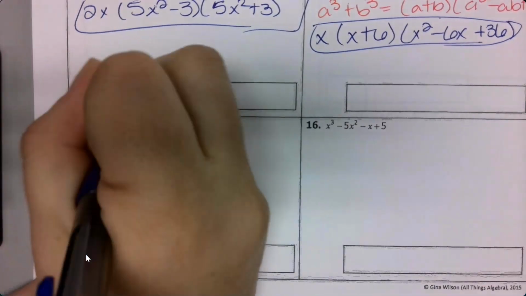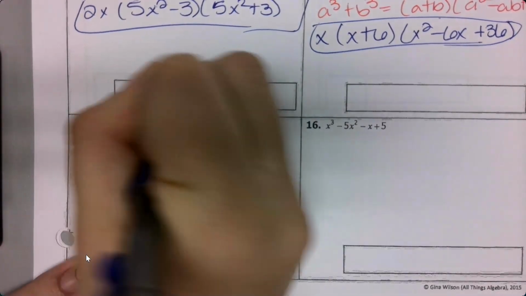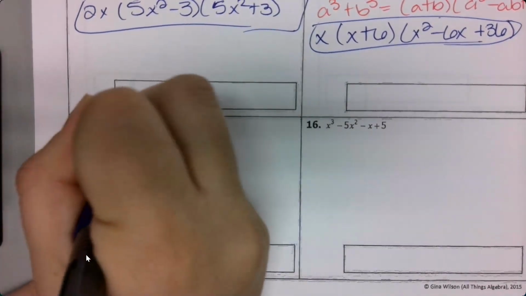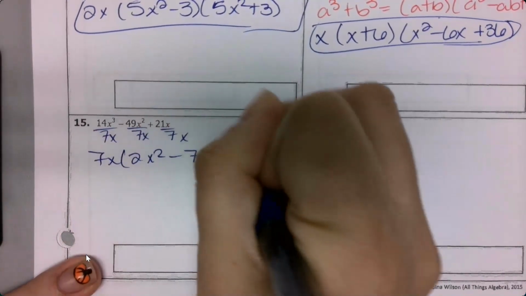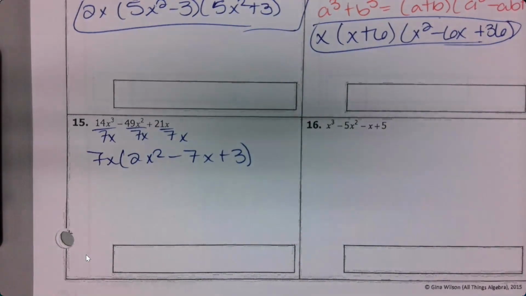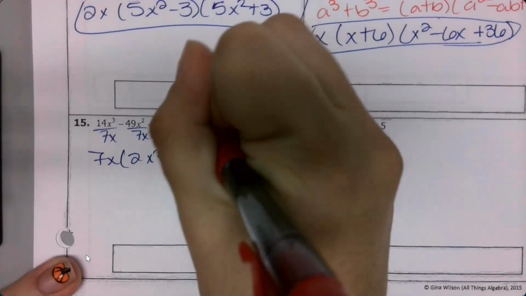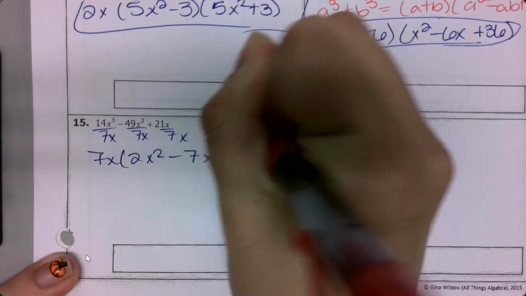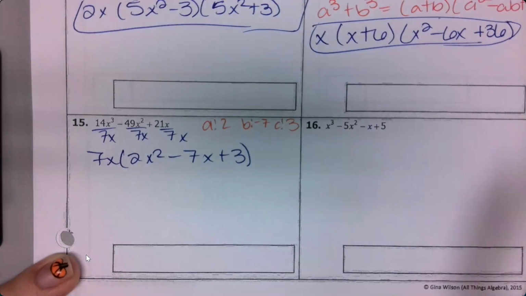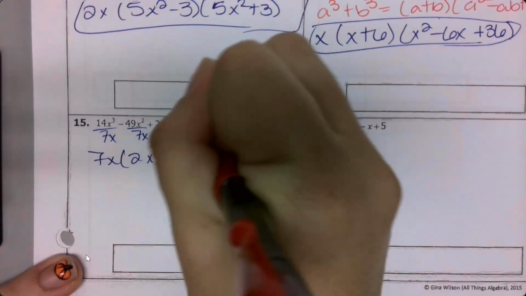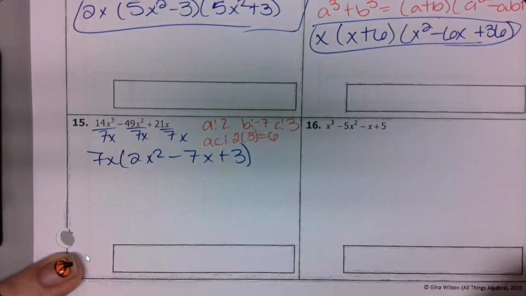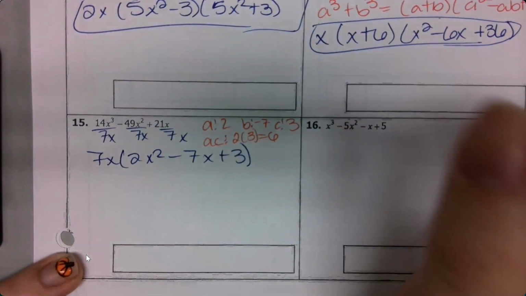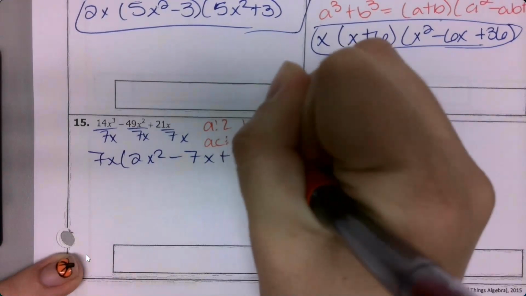Next one, everything can divide out by a 7x. So that goes out front. Then I'm left with 2x squared minus 7x plus 3. I want to factor this. I'm going to use my AC method, so I need to go ahead and identify my A, B, and C values. My A is 2, my B is -7, and my C is 3. So for AC method, I take my A and C values and multiply them together. 2 times 3 is 6. I'm looking for what multiplies to positive 6 and adds to -7. That is -1 and -6.